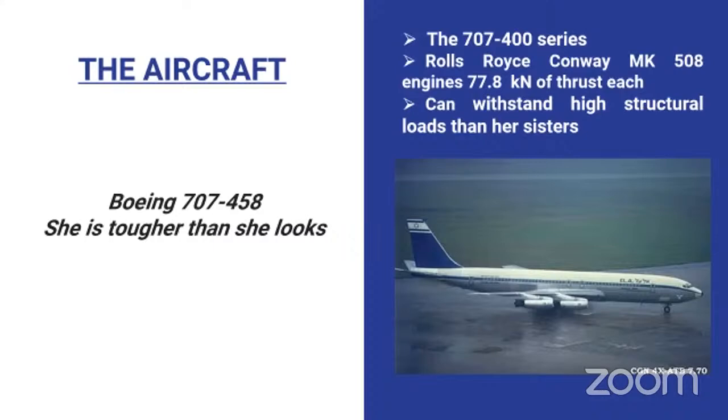So this is a Boeing 747. The aircraft could withstand more structural loads. So the pilot knew how long he could keep the aircraft in a negative G dive.